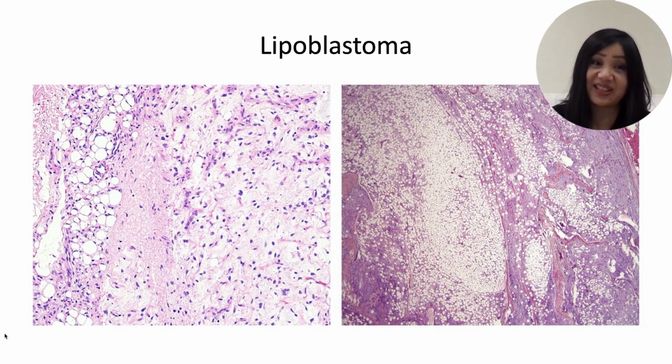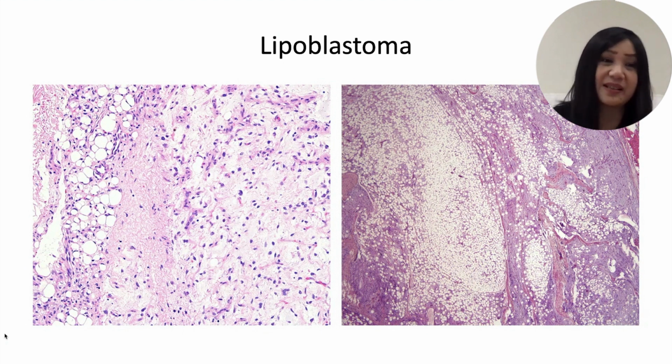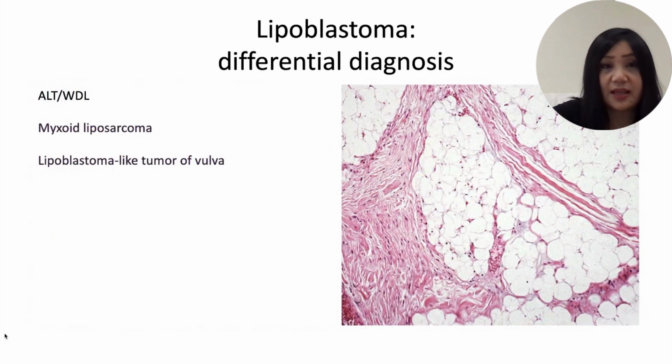Picture on the left shows a tumor which has a predominant stromal component, but on the left we can see an adipocytic component, largely of mature adipocytes, but with some more immature lipoblast-like cells. And then on the right, again, we have classical appearances, and we can note the circumscribed border. So the differential diagnosis, the principal differential diagnoses are of well-differentiated liposarcoma, myxoid liposarcoma, and the rare lipoblastoma-like tumor of the vulva.